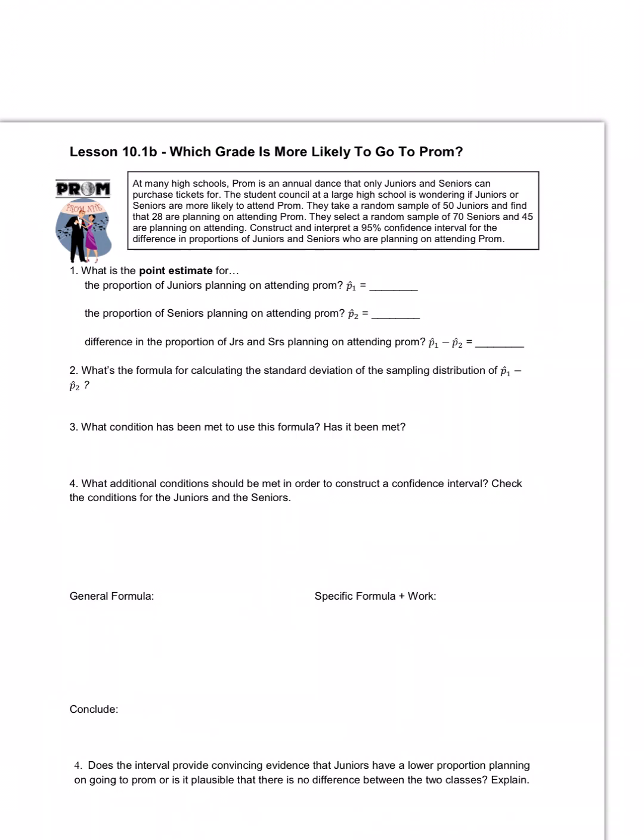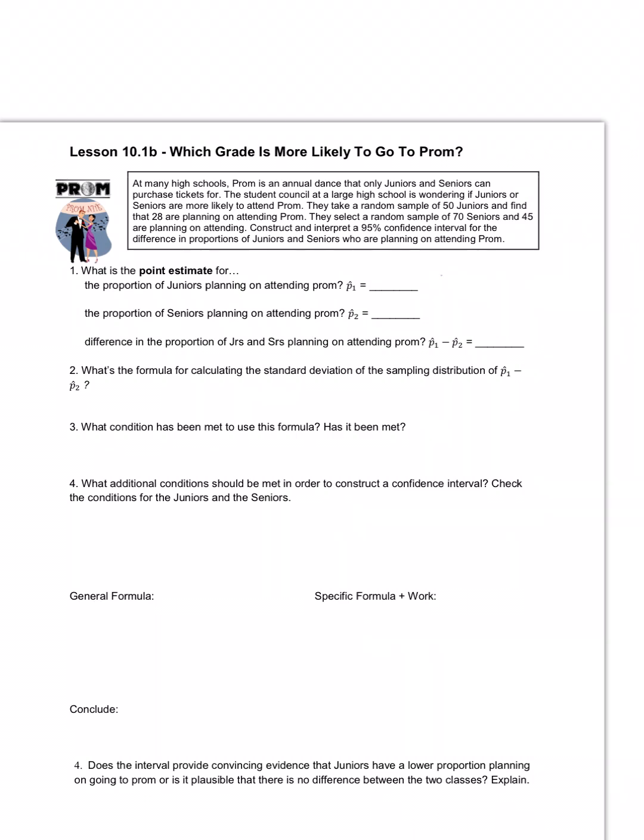Construct and interpret a 95% confidence interval for the difference in proportion of juniors and seniors who are planning to attend prom. Alright, so remember confidence intervals. We start with our point estimate, that is our sample data. So we have two different samples, so we have to find the difference of those two samples. So let's look at this.